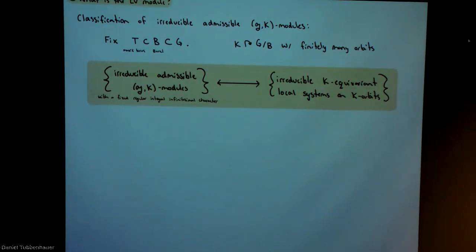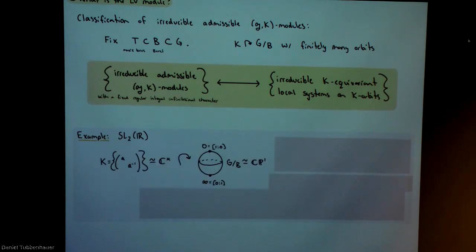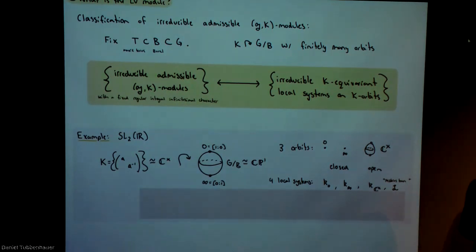Okay, let's see this in an example just quickly, so we can have our feet on the ground throughout. So what does this look like for SL2R? For SL2R, our group K is just the group of diagonal matrices. And this acts on the flag variety, which in this case is a copy of CP1 with 3 orbits: North Pole, South Pole, and everything else. So we have 3 orbits, 2 closed orbits and 1 open orbit. And then on these 3 orbits, we have 4 K-equivariant local systems. On the closed orbits, we just have the trivial local system.